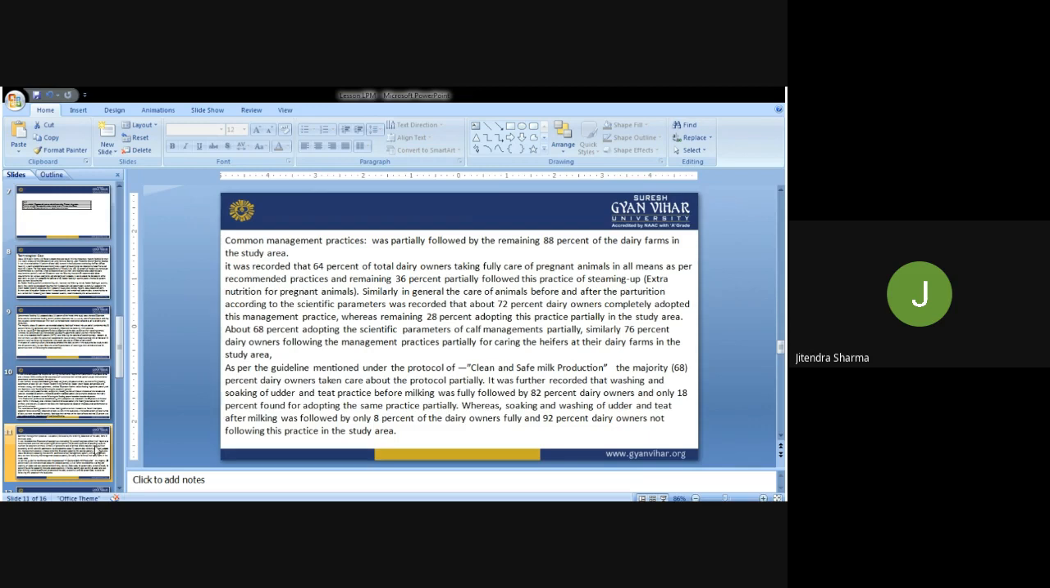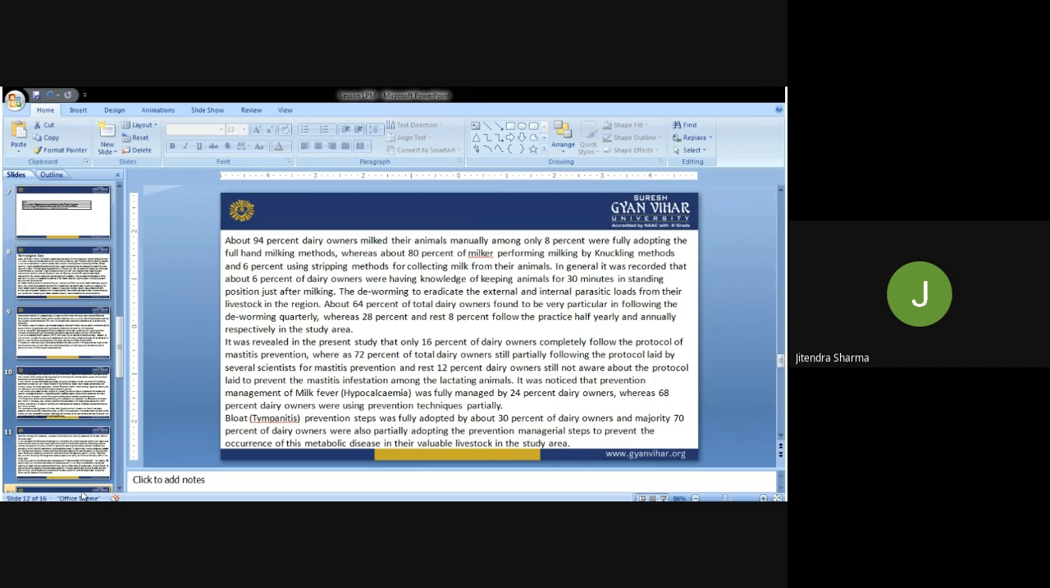And we see that 92% of farmers are following the cleaning and washing of the udder before milking. More than 80% of farmers use the knuckling method of milking, 6% use stripping, and only 4% are adopting full-hand milking.